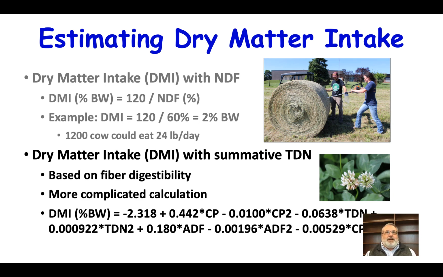Now, the second method is based on the summative TDN. Remember, that's the total digestible nutrients that were calculated based on fiber digestibility. This is a much more complex calculation, but it gives us a better estimate of what those animals will actually be able to eat. And I'm not going to go through this equation, but as you can see, it includes things like crude protein and ash and total digestible nutrients, ADF, and even fat to determine dry matter intake as a percent of body weight.